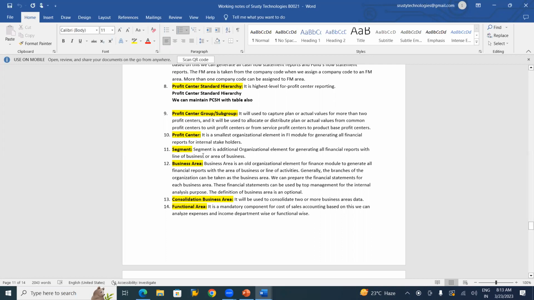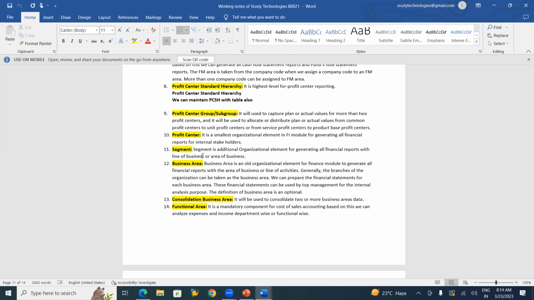Or we can have line of business. Line of business, in the sense, for example, if I take Bajaj group of companies, or else I can take Reliance group of companies. Reliance group of companies has different lines of businesses. They are into Reliance Fresh, Reliance Financials, Reliance Insurance, for example, Reliance Telecom, Reliance Digital, Reliance Fashion. Right? That is called line of businesses.